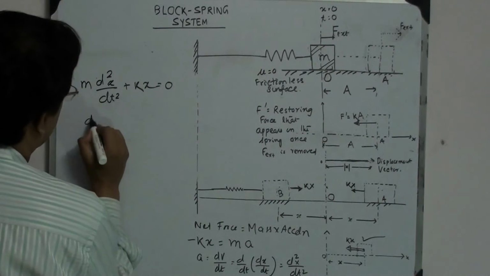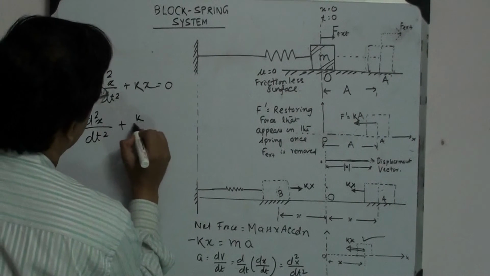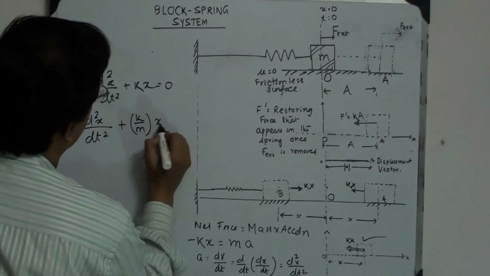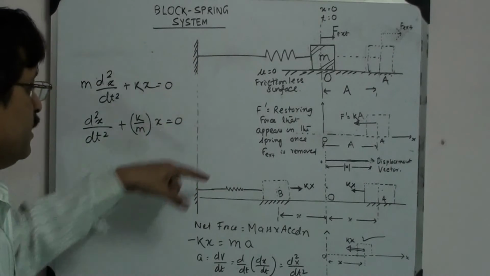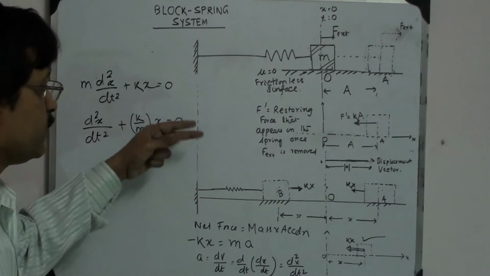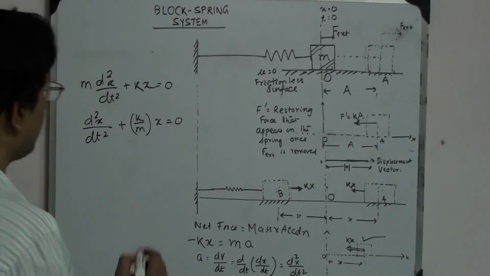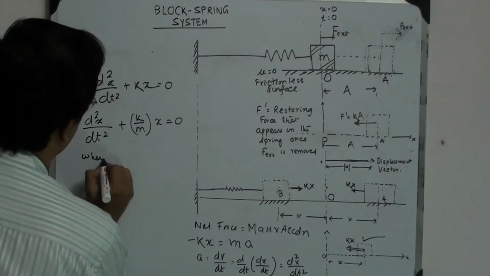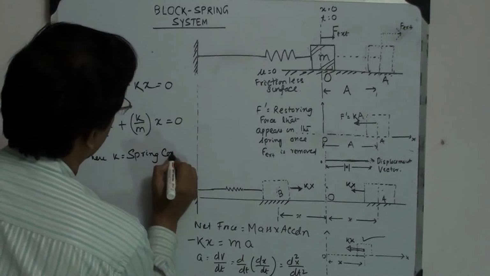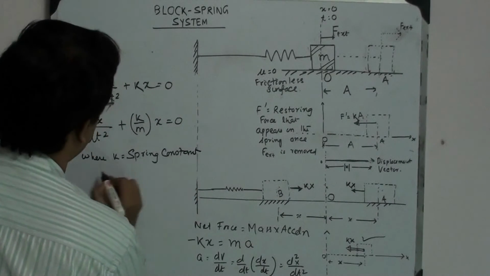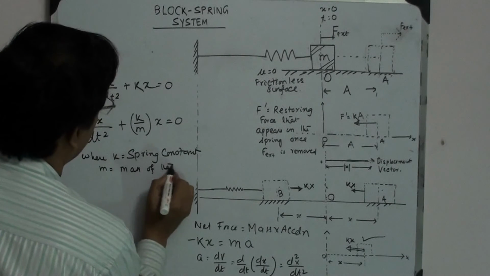This is also written as d square x by dt square plus k by m x is equal to 0, where k is called the spring constant. In the case of an elastic body, I told you that k is a proportionality constant. In the case of a spring, k is called the spring constant, where k is the spring constant and m is the mass of the block.